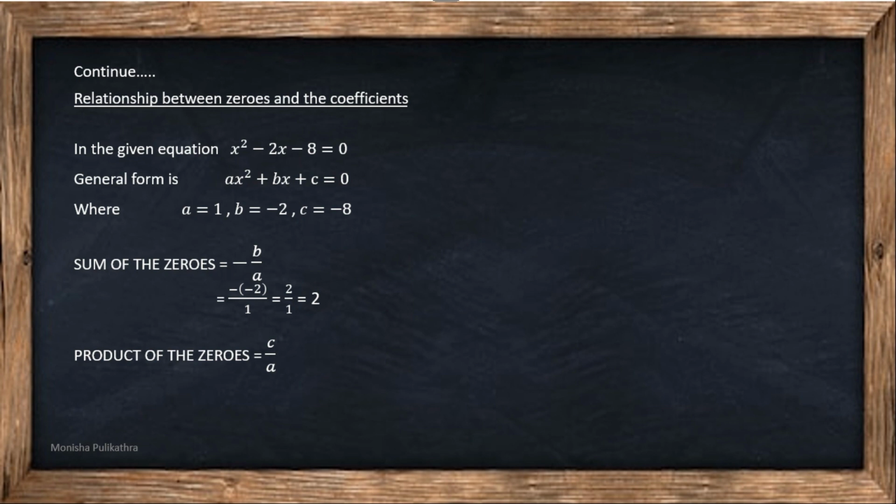Next is the product of the zeros. The product of the zeros formula is c by a. The value for c is minus 8 and a is 1. So minus 8 by 1 is equal to minus 8. So this is how we need to find out the relationship between zeros and the coefficient. Hope you understood the first problem clearly. Moving on to the second problem.